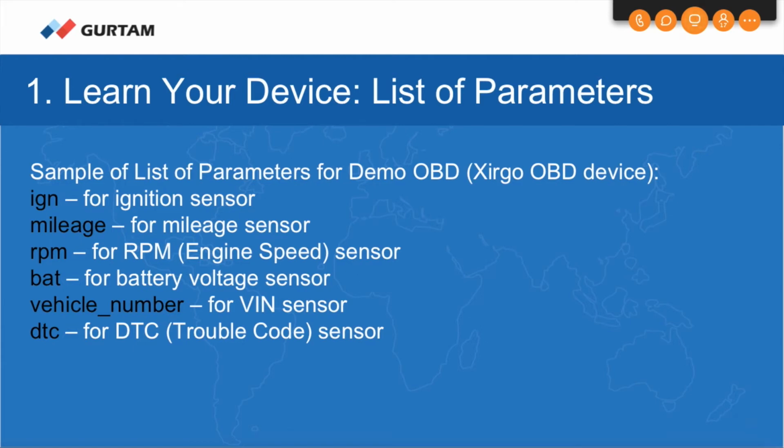First is ignition, IGN for ignition sensor, then mileage for mileage sensor, RPM for RPM engine speed sensor, BAT for battery voltage sensor, and vehicle_number for VIN sensor. And the last one, DTC, is for DTC sensor, also called trouble code.